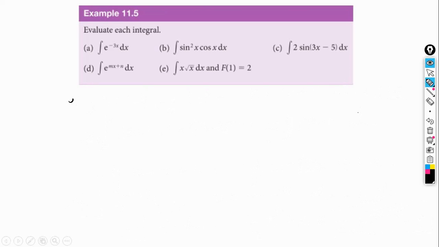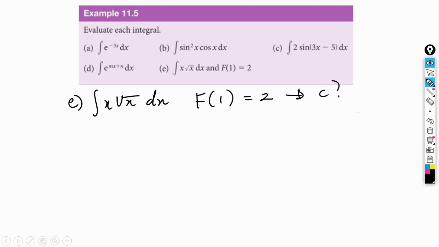Okay, so finally we'll do e, and they want us to integrate x times the square root of x dx. And they tell us that when you plug 1 into the antiderivative, you get 2. So what this implies is that we can find c. So we don't have to write this in terms of c, but actually we will have an actual constant. Now this is useful later on when we see cases with velocity and acceleration and distance and so forth.